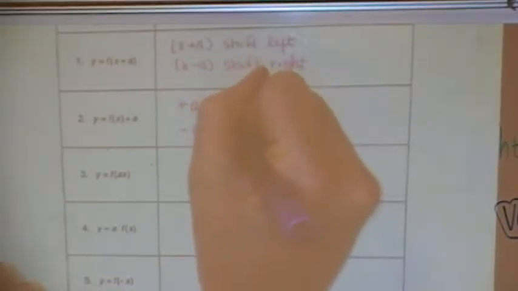You'll notice on number 2, the plus a is not in the house. So it is not a horizontal issue. It's a vertical issue. So in this case, the plus a does exactly what you would expect it to do, and it moves it up. And minus a would shift this down.